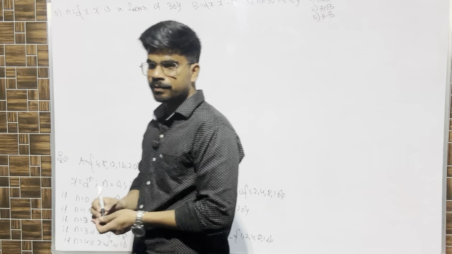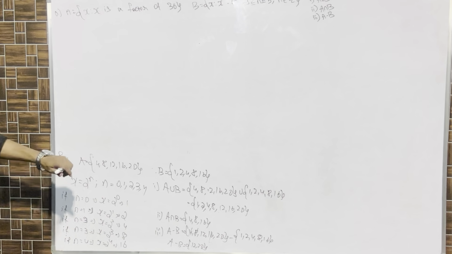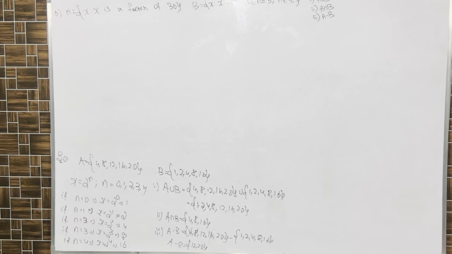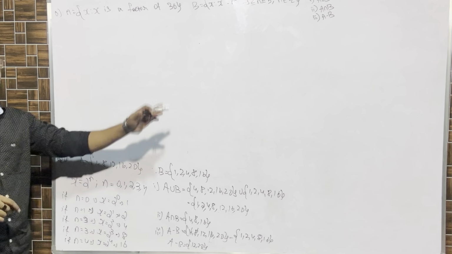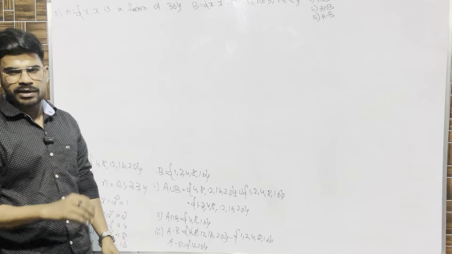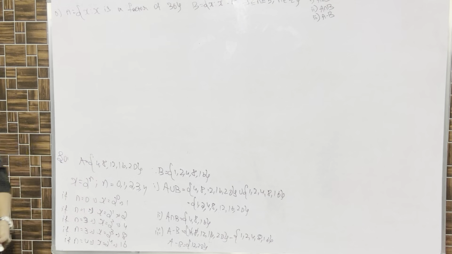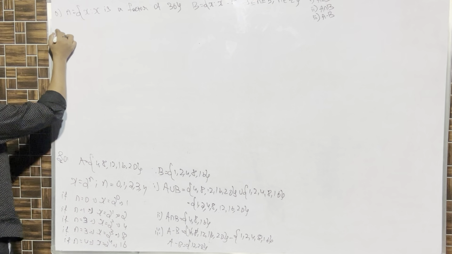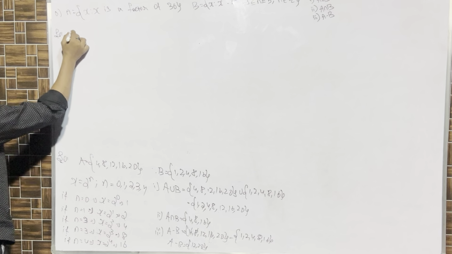Here x is a factor of 36. It is in the set builder form, we have to convert into the roster form. Factor of 36, and x is equal to n square. This is again in the set builder form, we have to convert into the roster form, followed by union, intersection and minus.